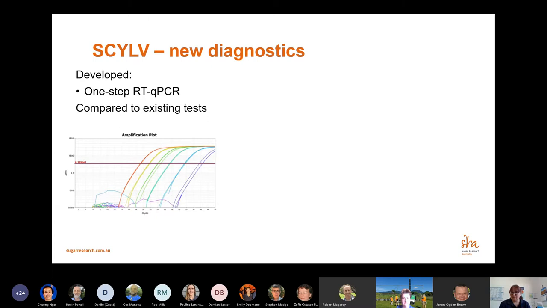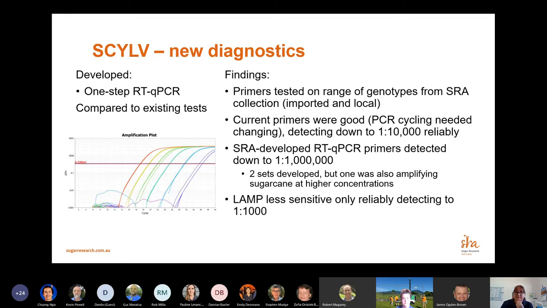But what we did do is we tested the primers on a range of different genotypes of the virus, which we have in our collection. We obviously don't have everything in our collection, but we've got a fairly good range. And those existing primers were pretty good. They just had to change a little bit of the parameters, but they were detecting down to a 1 in 10,000 dilution quite reliably. But when we looked at the RT-qPCR that was developed, we were getting that really good sensitivity of a dilution down to 1 in 10,000.